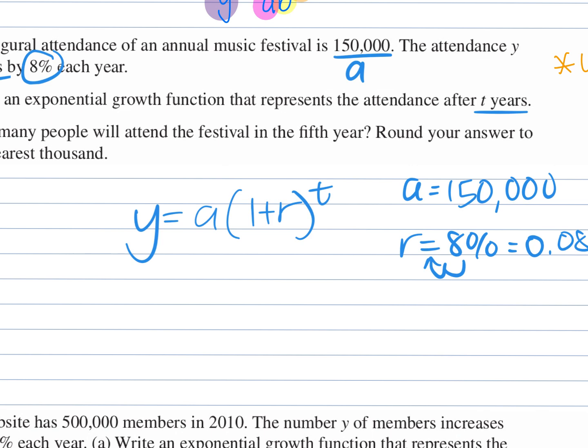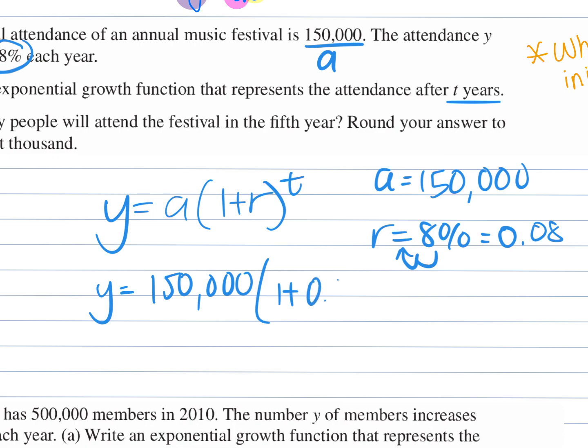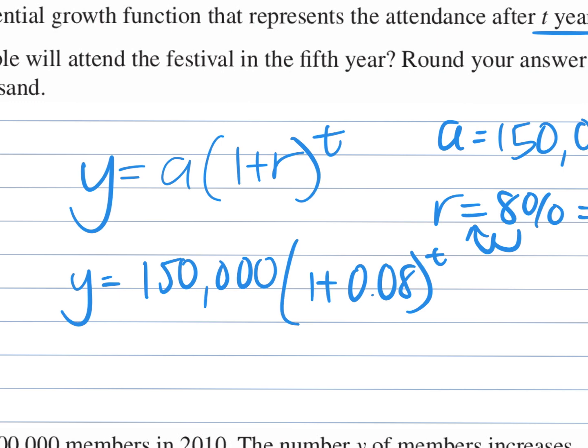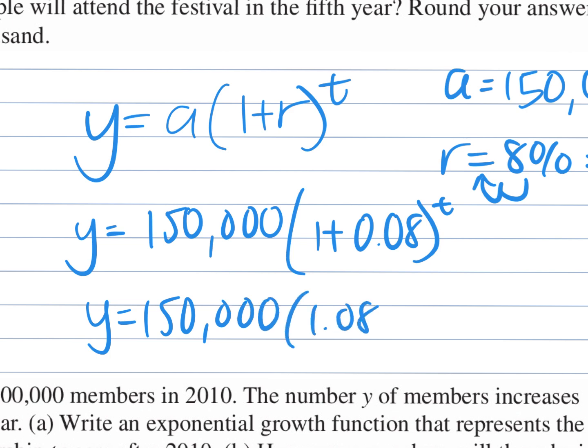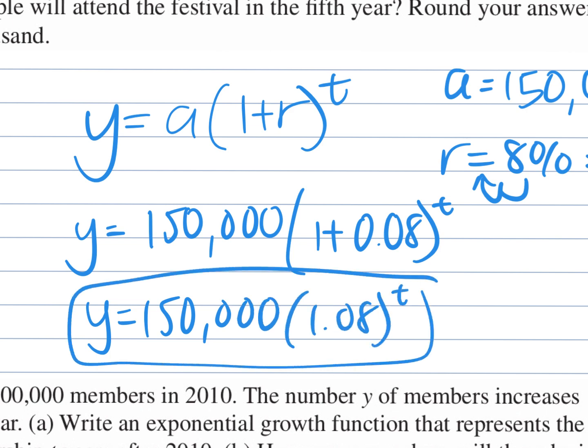So Y equals, what is A replaced with? 150,000. Go ahead, Natalia. What is R replaced with? 0.08. And then we raise it to the T power. There's only one more thing to do because we can simplify this a little bit. Do you guys know what 1 plus 0.08 is? 1.08. So Y equals 150,000 times 1.08 to the T power. That's all we're doing today, guys.